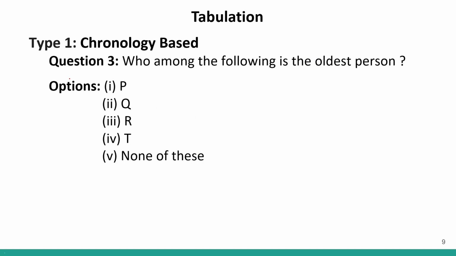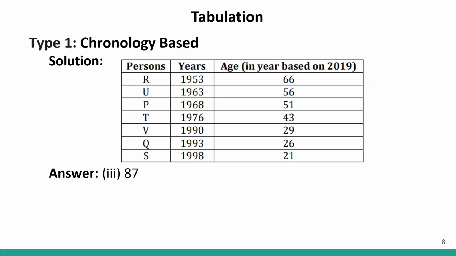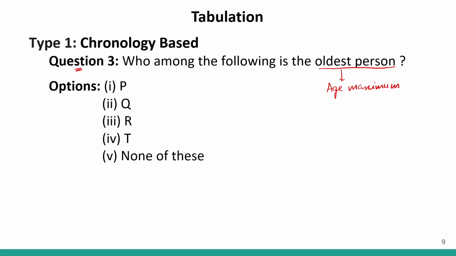Clear? Question number 3 is, who among the following is the oldest person? Oldest person means the one whose age is maximum. Correct? Coming back to the arrangement, the maximum age is 66, who is born in 1953, which belongs to R. So R is the oldest person and S is the youngest person. Correct? So the answer will be option number 3, R.